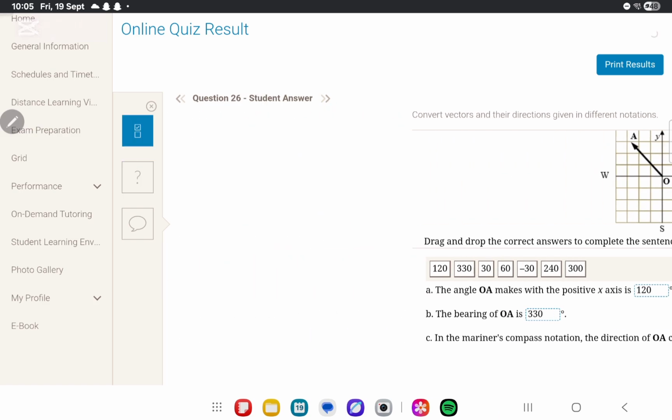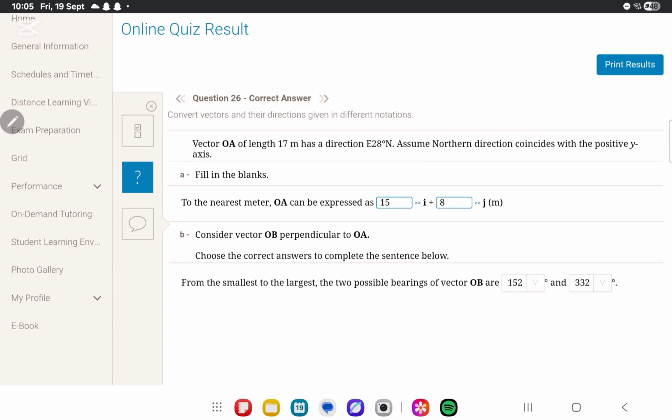Okay. Question 26. So, for question 26, we're going to apply the concept I told you before. So you start off with the angle theta, and then theta 1, let's call it, and theta 2, when it's perpendicular. When it's perpendicular, you can do plus or minus 90. So vector OA has a length of 17 meters, so this is its magnitude r, and then this is theta in Mariner's compass. So let's graph this. So let's draw it on a bigger scale. So like this.